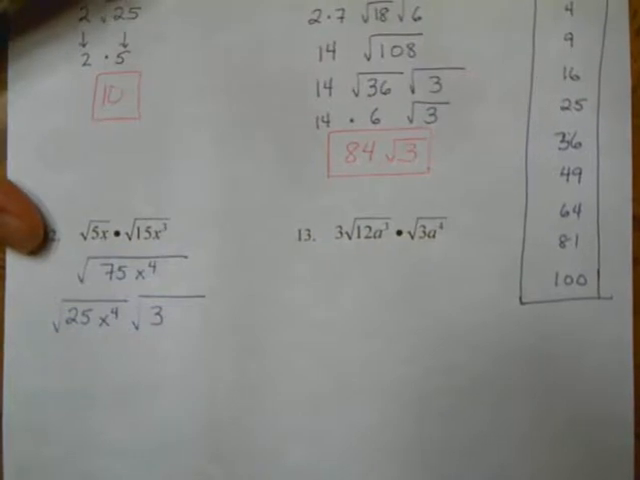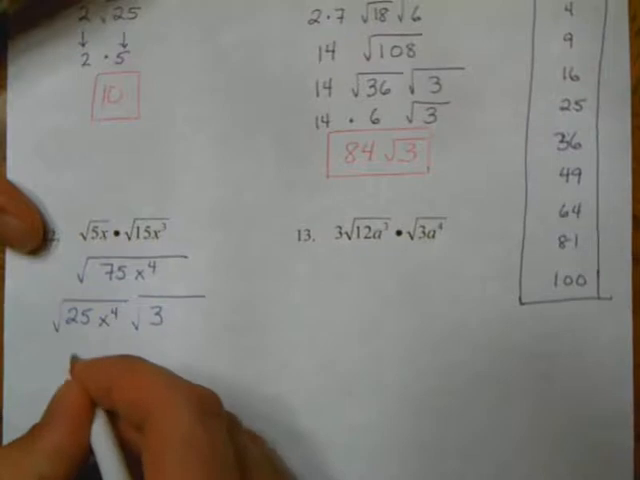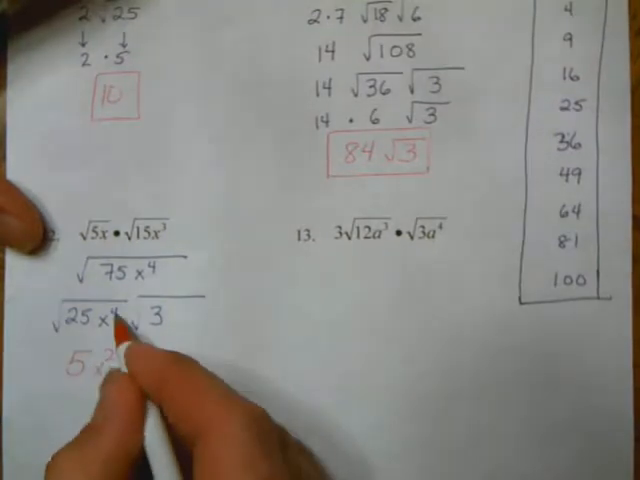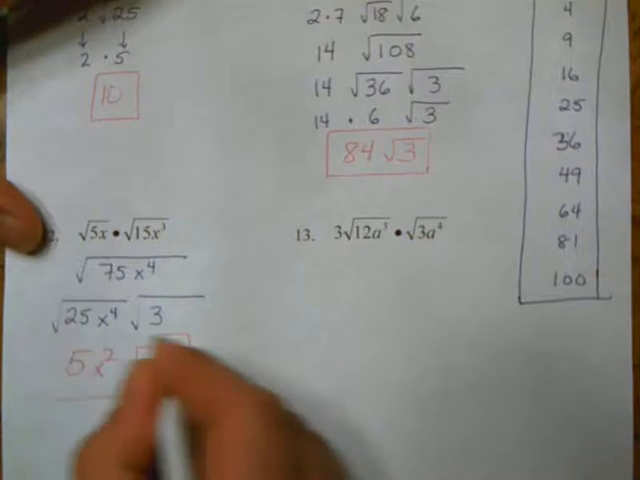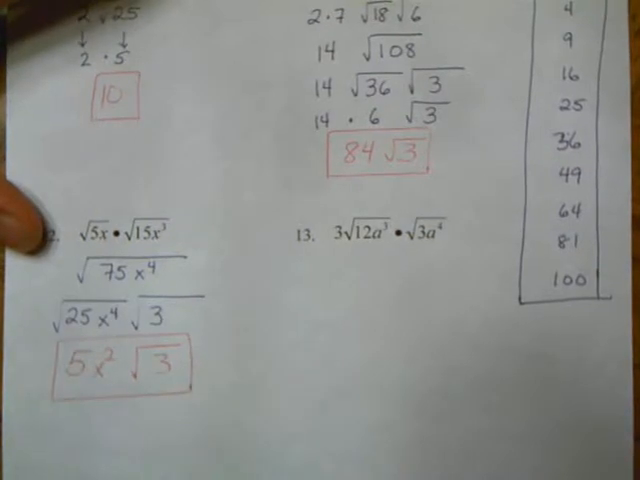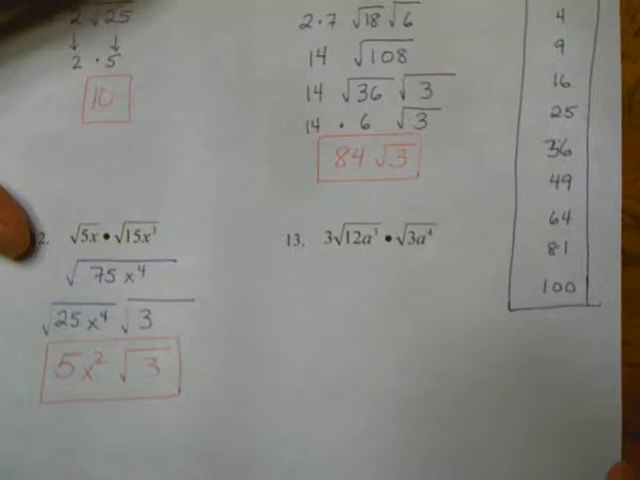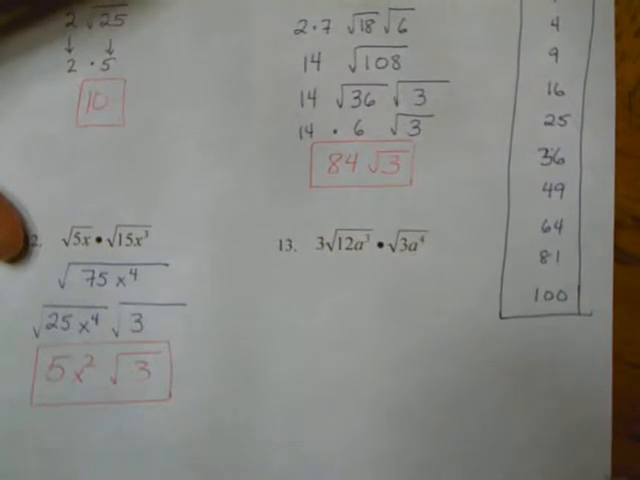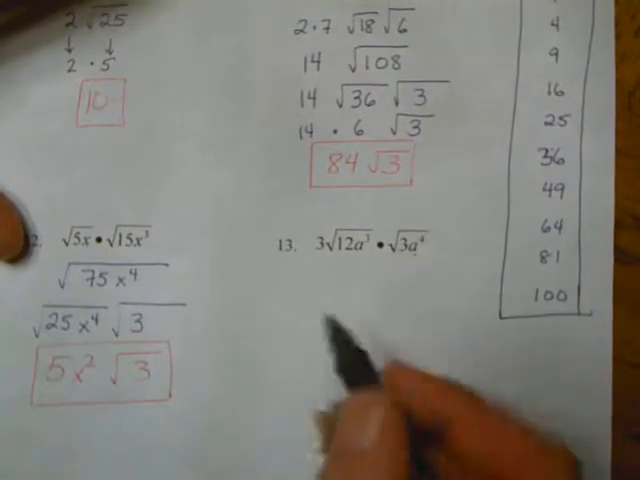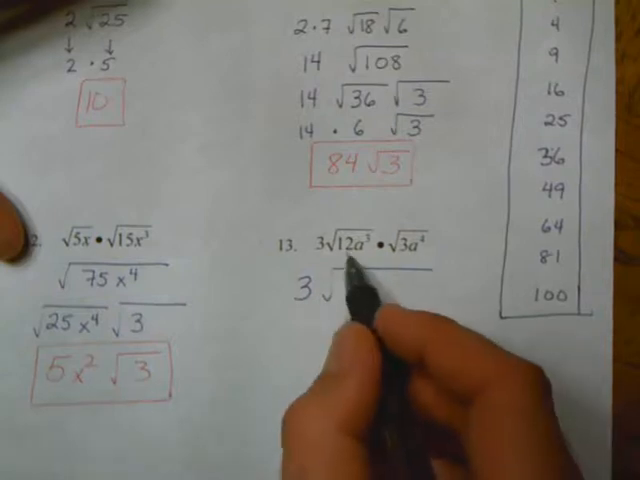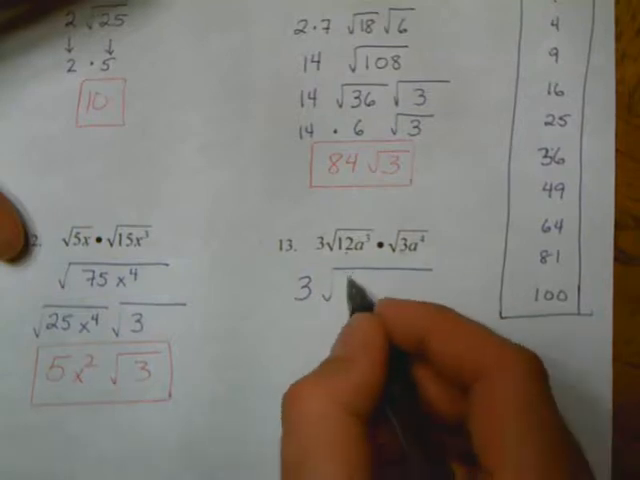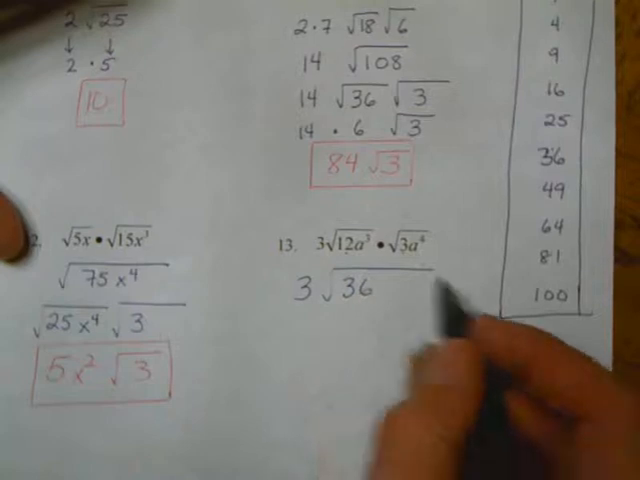And then x to the 4th, since it's an even exponent, as we learned on page 1, is a perfect square all by itself. Now I can take the square root at the front. That would be 5x squared, remember to cut the exponent in half, times what's left over, which is root 3. Our last one on this page, we have a number out front times a radical times another radical.